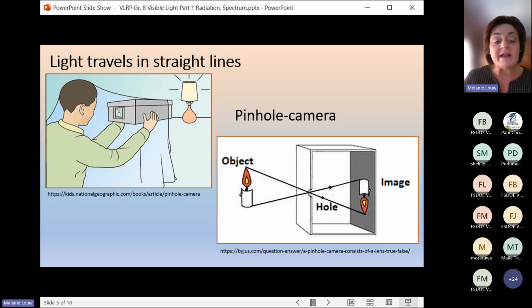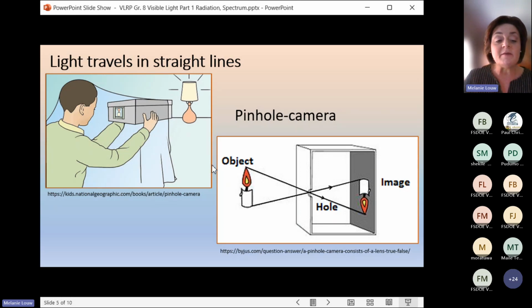And the reason for that is demonstrated in this ray diagram on the right-hand side, where you can see the object, the candle, and light moving from the top of the flame through the hole on the side of the box to the screen can only move in a straight line. And then the other ray of light from the bottom of the candle through the hole to the screen will cause the candle to be turned upside down.